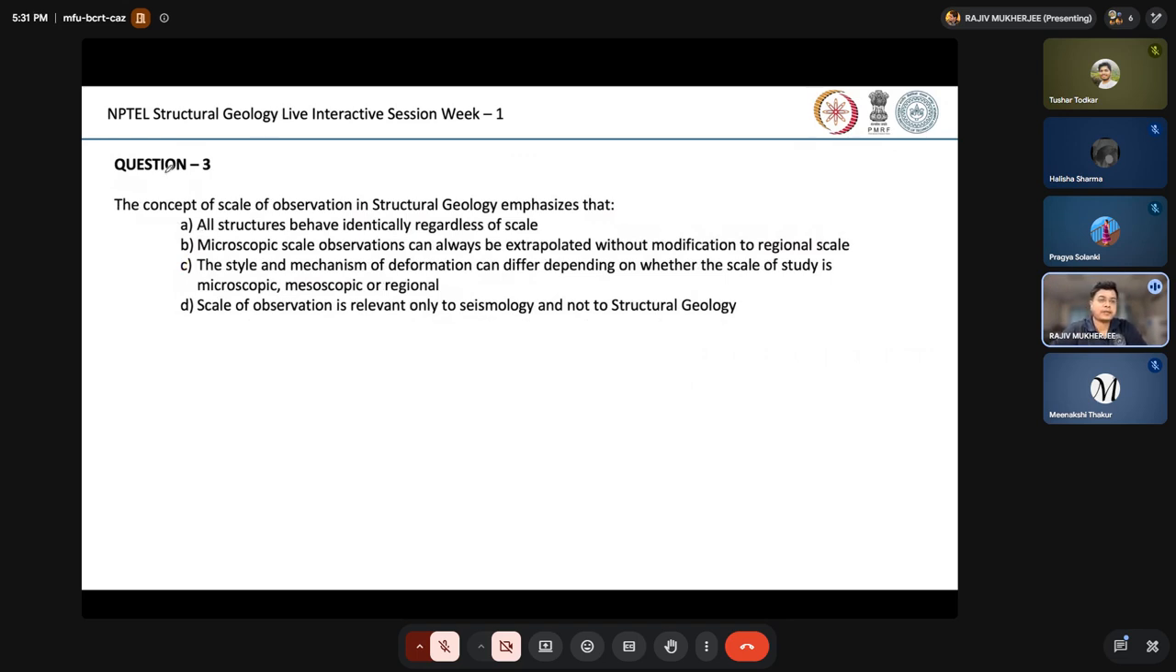Now coming to the third question. The concept of scale of observation in structural geology emphasizes that, option A, all structures behave identically regardless of scale. Option B, microscopic scale observations can always be extrapolated without modification to regional scale. Option C, the style and mechanism of deformation can differ depending on whether the scale of study is microscopic, mesoscopic, or regional. And option D, scale of observation is relevant only to seismology and not to structural geology.